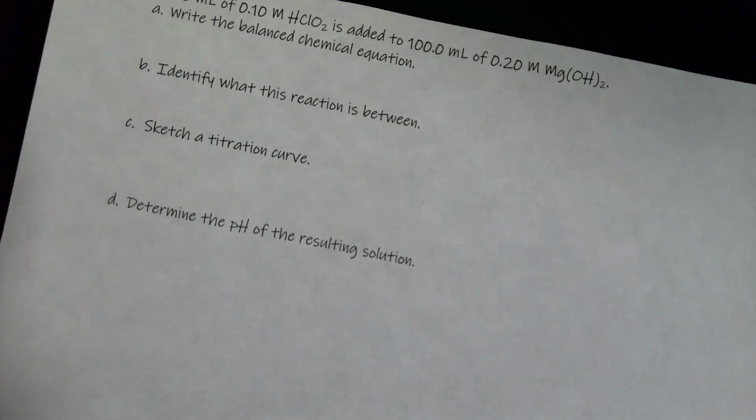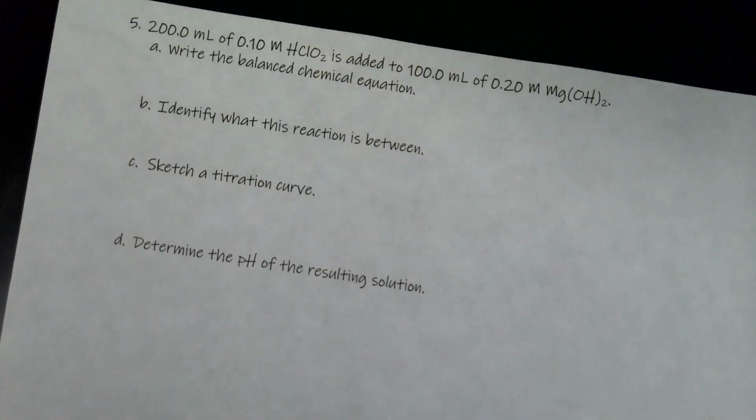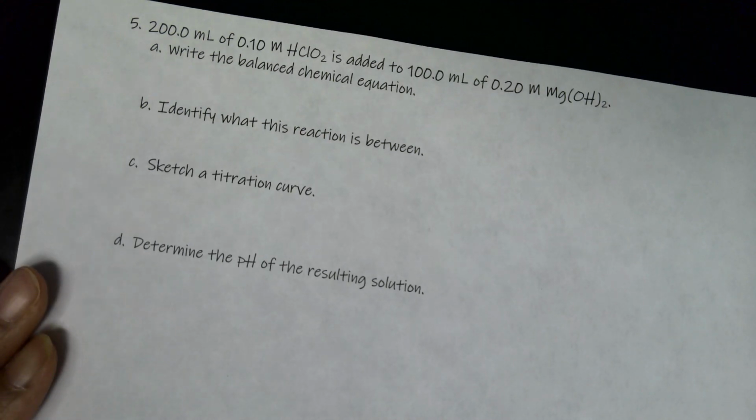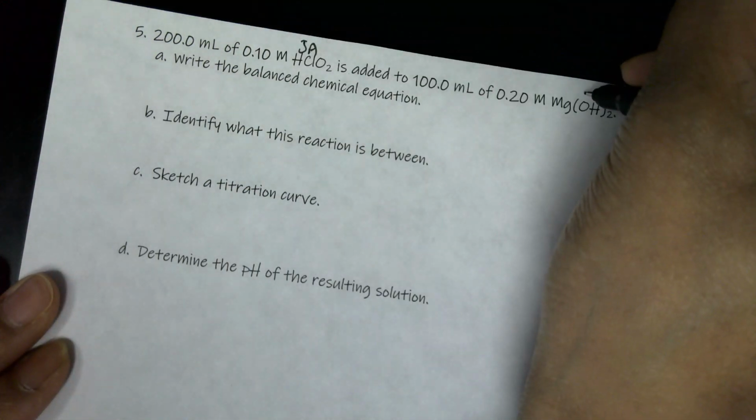Take a look at this one. We have HClO2. Let me just make sure I get this. Yeah, so HClO2. This is going to be a strong acid. This is actually one of our strong acids. And MgOH2, this ends up being a strong base.